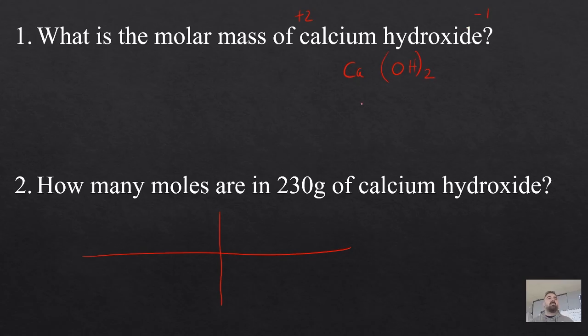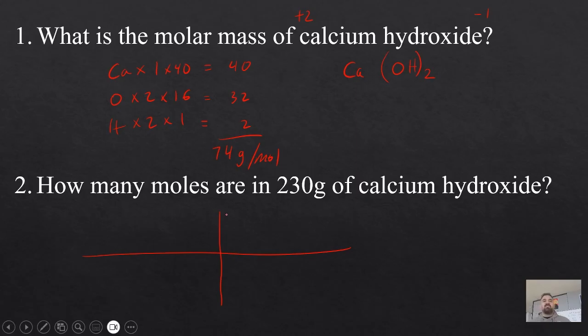There's our formula. Now that we have our formula, we can go ahead and calculate the molar mass. So we have calcium times 1 times 40, and then oxygen times 2 times 16, and then hydrogen times 2 times 1. Then we multiply straight across. So that's going to be 40, 32, and 2. You add these together and you should get 74. And what's the unit here going to be? Grams per mole. All right, let's go ahead and solve the next one.